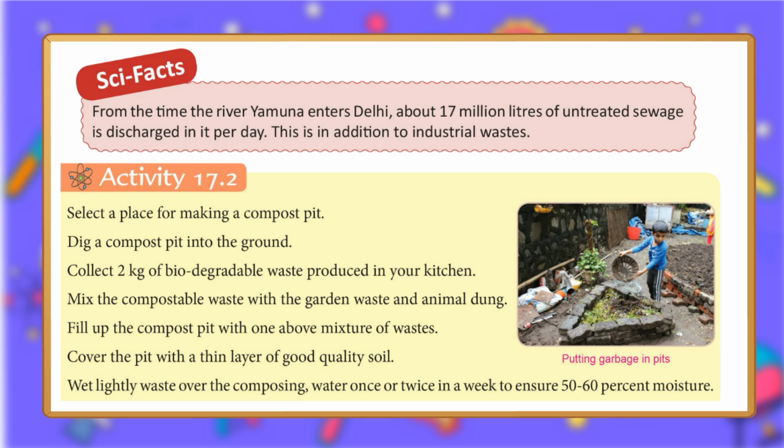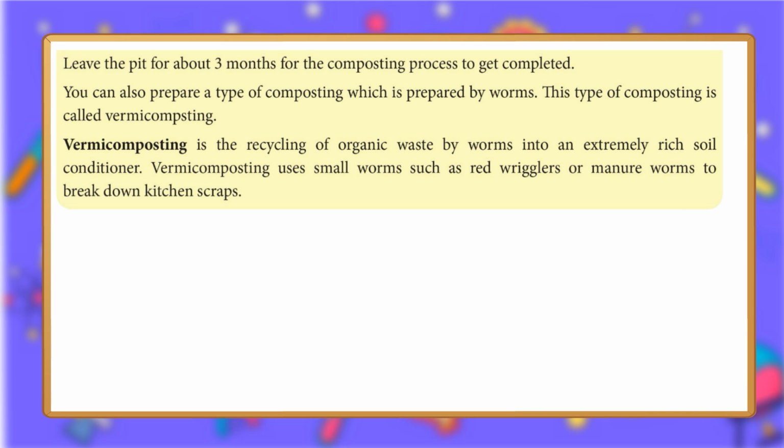Cover the pit with a thin layer of good quality soil. Wet the waste lightly. Water once or twice a week to ensure 50 to 60% moisture. Leave the pit for about 3 months for the composting process to be completed. You can also prepare a type of compost which is made by worms. This type of composting is called vermicomposting.